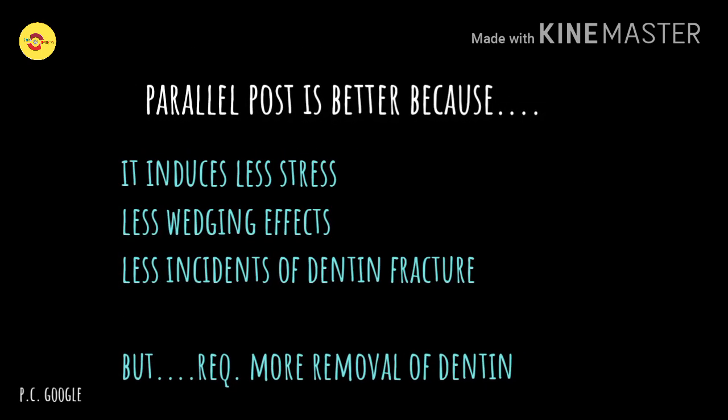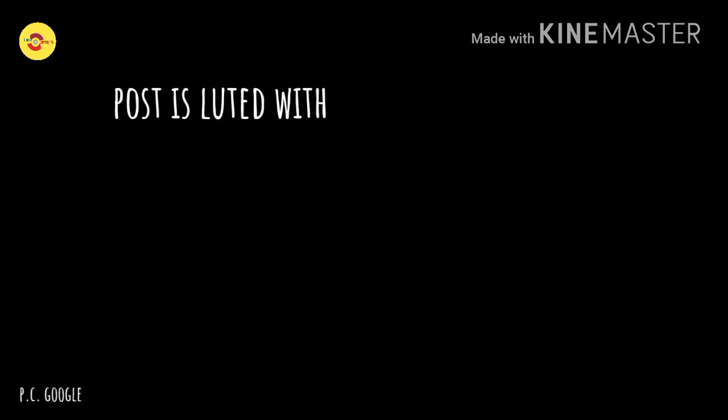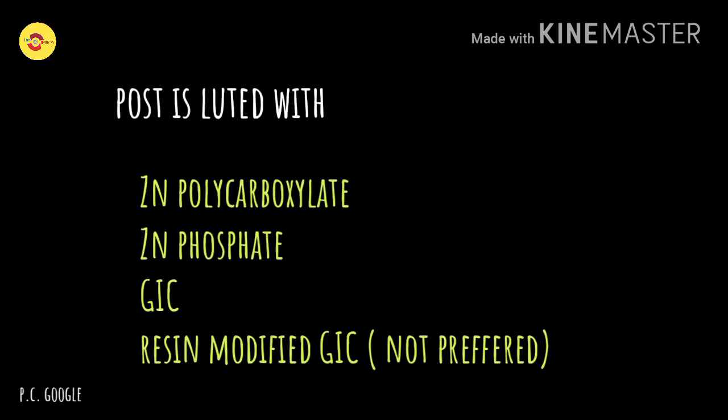Usually a parallel post is preferred over a tapered post because parallel post induces less stress due to less wedging effects and less fracture of dentin is seen, but more removal of dentin is necessary. Luting of the post to the post space is usually done with zinc polycarboxylate, zinc phosphate, GIC or resin modified GIC, but resin modified GIC is hygroscopic and usually not preferred.